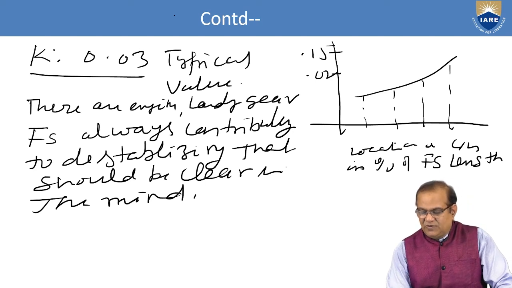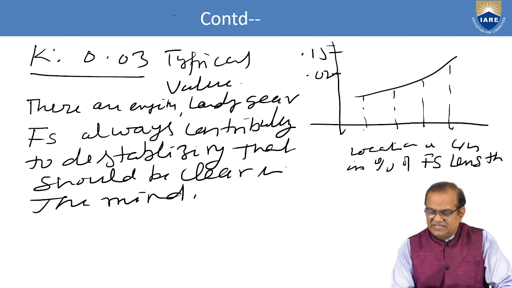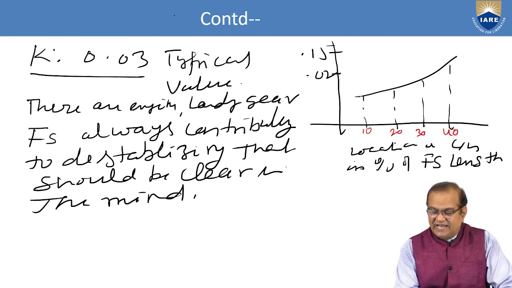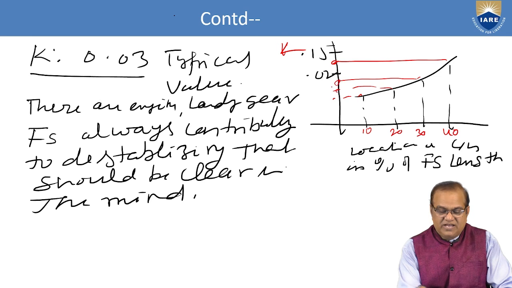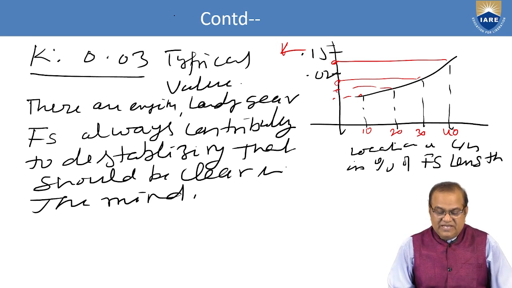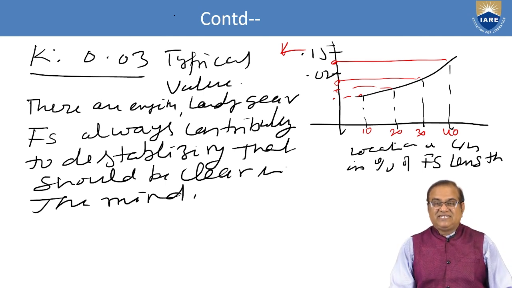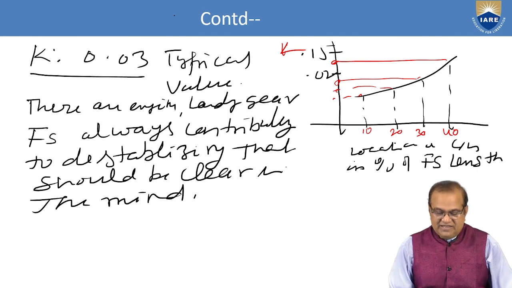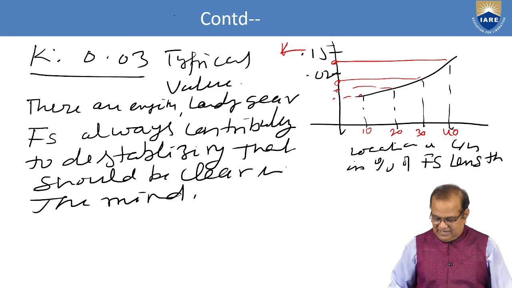Here we can find out the location of the CG. This is the 10%, 20%, 30%, 40%, and accordingly we will get the value of K. So if you know this location, you can get it from here. This K value is 0.03, a typical value. Engines, landing gears, and the fuselage are always contributing to the destabilizing effect, and this should be clear in the mind.